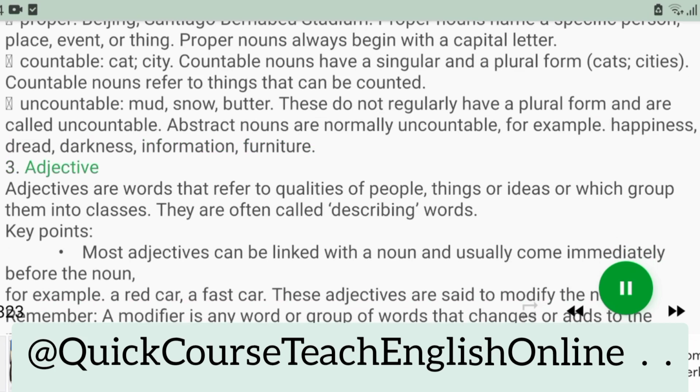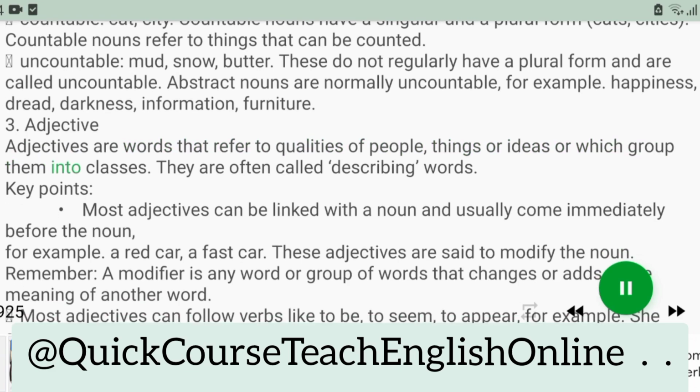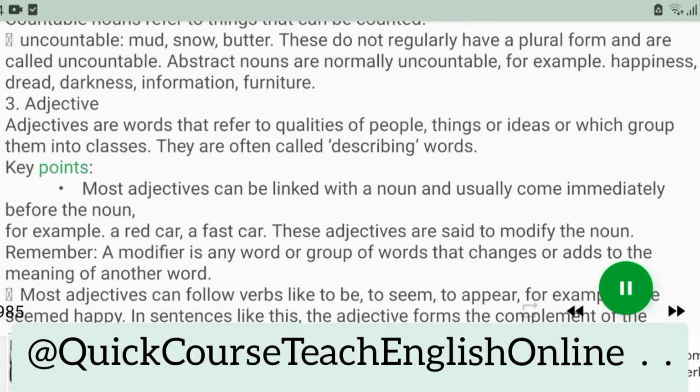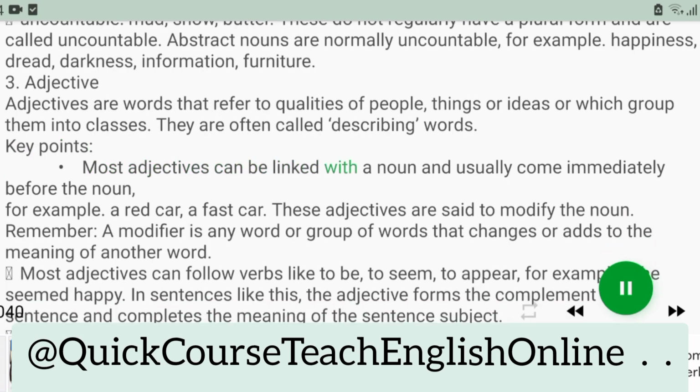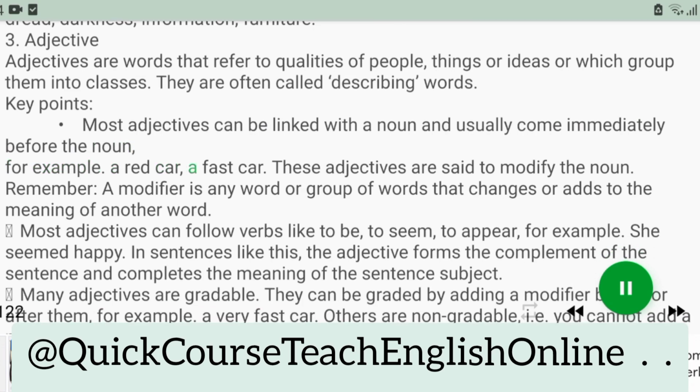3. Adjective. Adjectives are words that refer to qualities of people, things or ideas or which group them into classes. They are often called describing words. Key points. Most adjectives can be linked with a noun and usually come immediately before the noun. For example, a red car, a fast car. These adjectives are said to modify the noun.